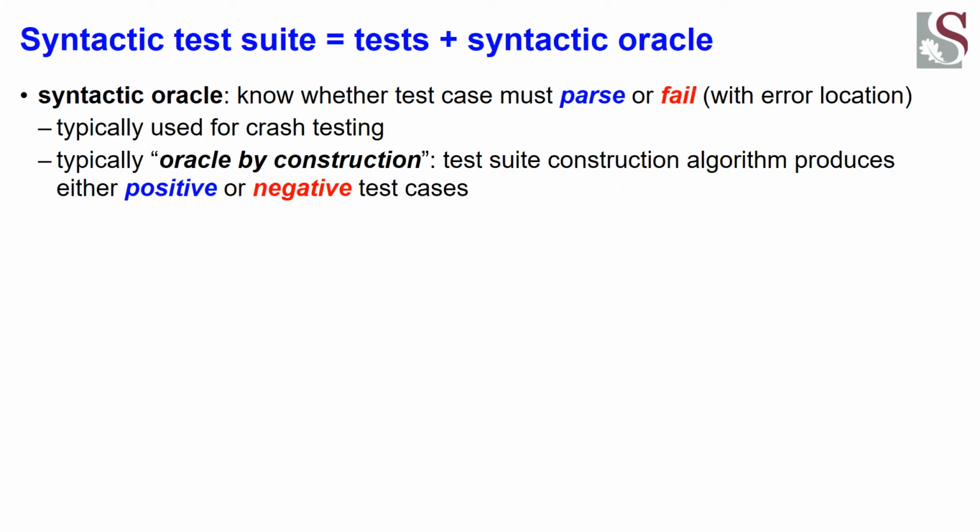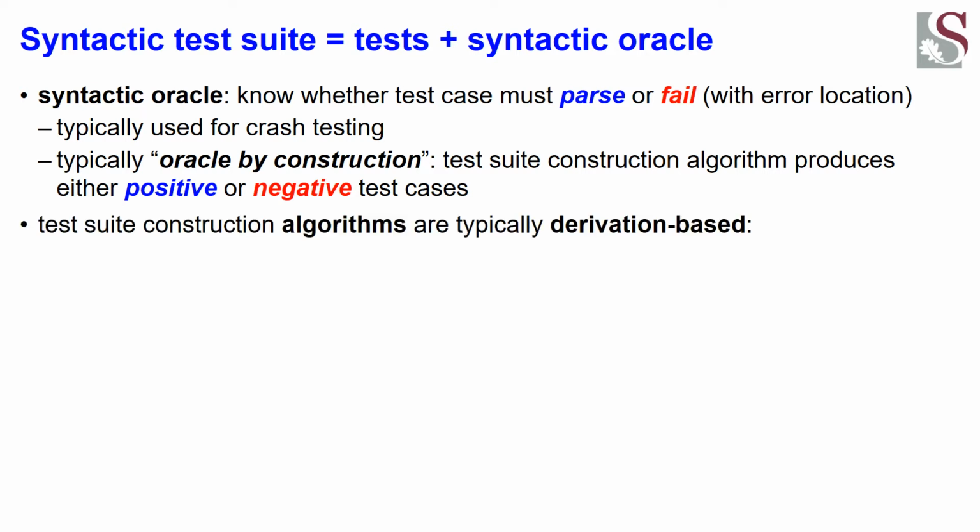We first focused on syntactic test suites, where we only have a syntactic oracle. That is, we only know whether the test case should be parsed or contains a syntax error. Because this oracle is relatively weak, syntactic test suites are typically used in crash testing, not functional testing. The oracle itself is typically built into the test suite construction algorithm. We know whether the test produced by a given algorithm contains syntax errors or not. These algorithms are typically derivation-based. They apply the rules of the grammar in some specific fashion.